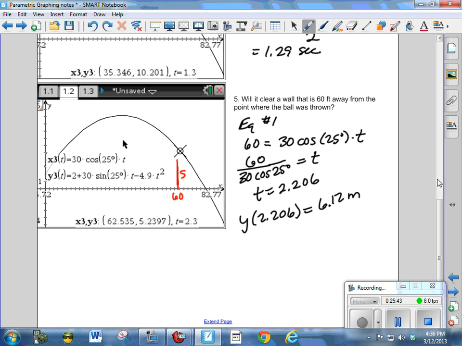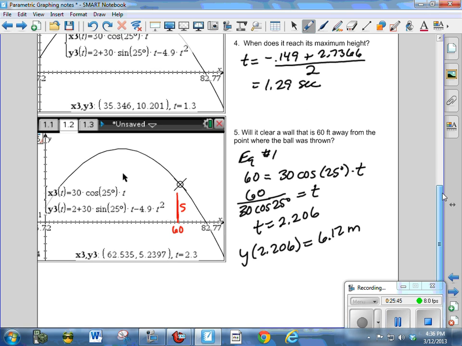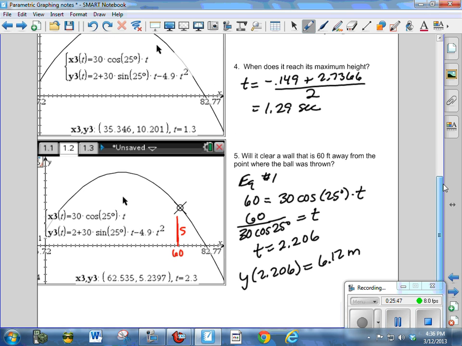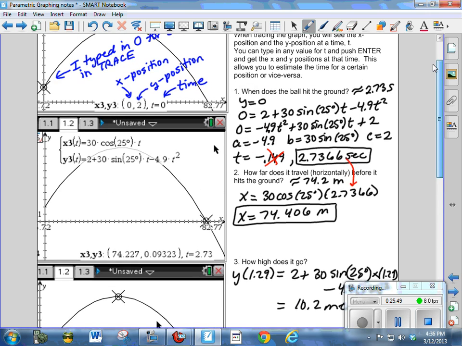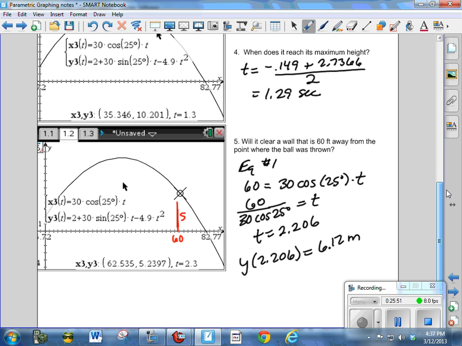So this is the way you answer questions with a combination of looking at the graph and algebra. I want you to be able to do both. So make sure that when you do your homework, you do the answers using algebra, using the equations, as well as using the graphs. So happy problem solving. Don't you just love it?